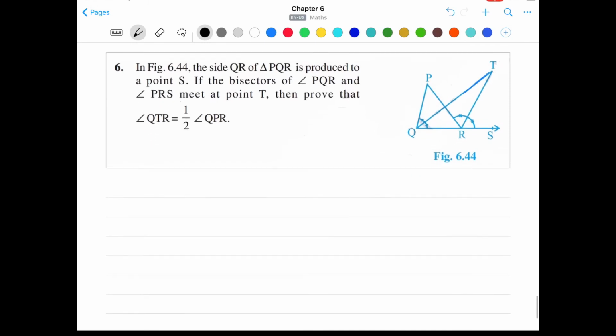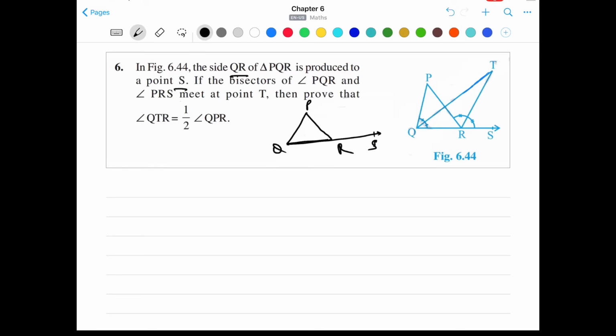Now moving to the next question, we have question number 6, which is a very important question. So understand this carefully. It says in figure 6.44, the side QR of triangle PQR is produced to point S. So we initially have this triangle PQR, in which the side QR is produced till point S. This side QR is produced till point S here.